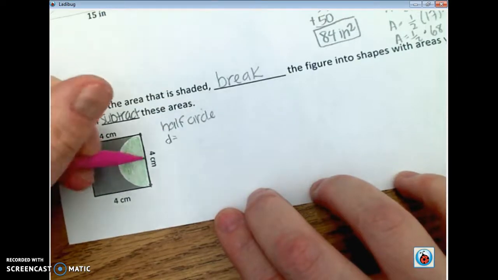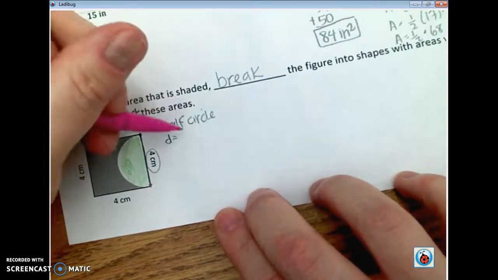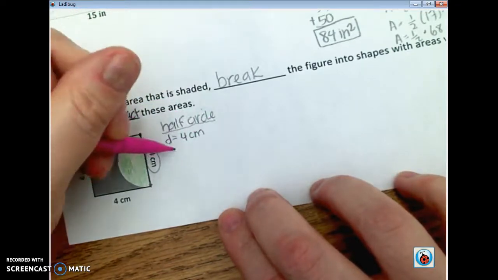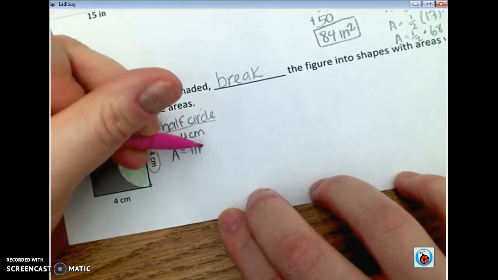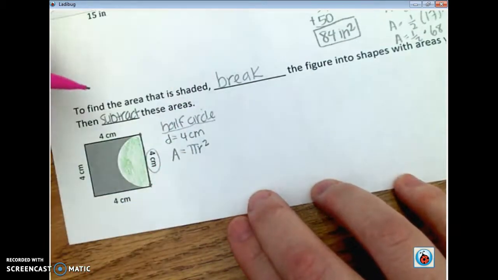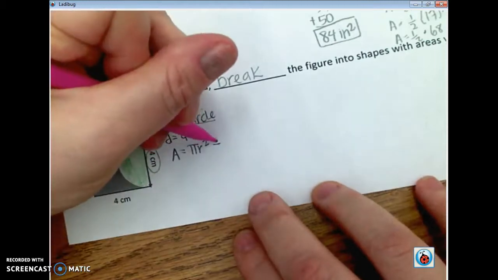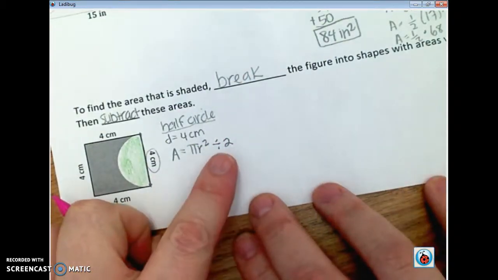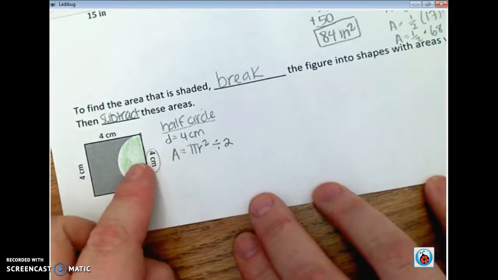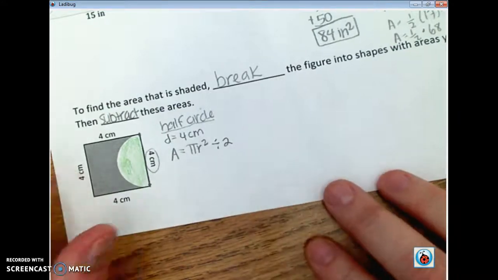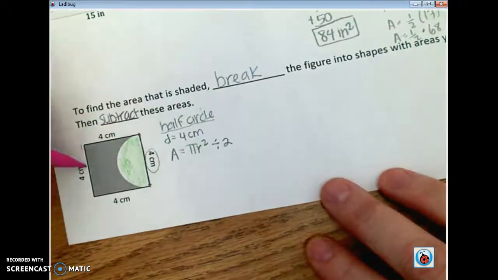So our diameter is equal to 4 centimeters. And if I need area, area equals pi r squared. But remember, this is for a full circle, and I only have half of one. How do I take half? I just divide it by 2. So now if I remember to divide this number by 2, I'll have the area of this white piece, the piece that was cut out. Okay? But I need to know the shaded area.